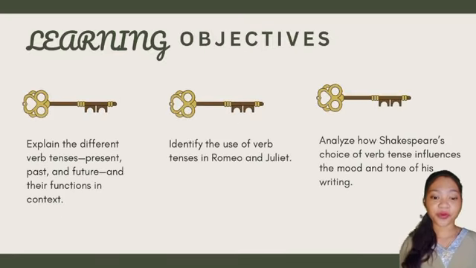Now let me introduce to you our learning objectives. By the end of today's lesson, you'll be able to explain the different verb tenses, present, past, and future, and their functions in context. Identify the use of verb tenses in Romeo and Juliet. Analyze how Shakespeare's choice of verb tenses influenced the mood and tone of his writing.